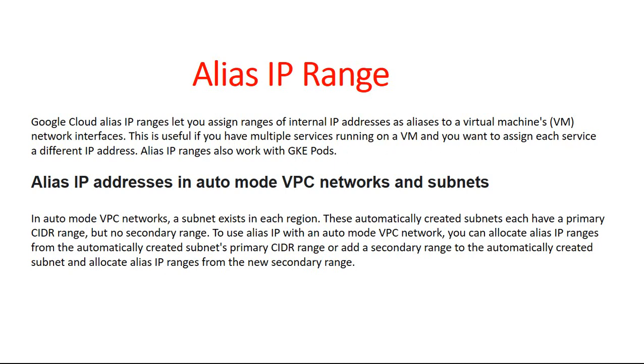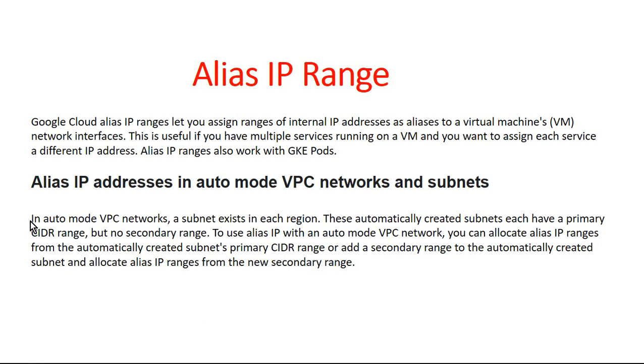You can use the alias IP range also to work with the pods for GKE, Google Kubernetes Engine. Okay, so alias IP range in an auto mode VPC network or subnet. If you are creating any VPC in auto mode, then it creates one subnet in every region automatically, so there is no alias IP with the auto created VPC. But if you want to add an alias IP, you have to edit the VPC and add a secondary IP range to that subnet.